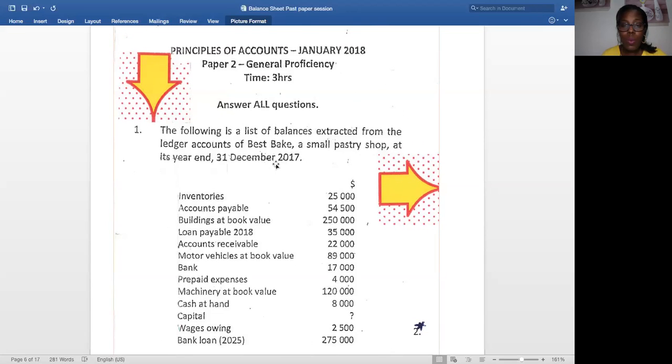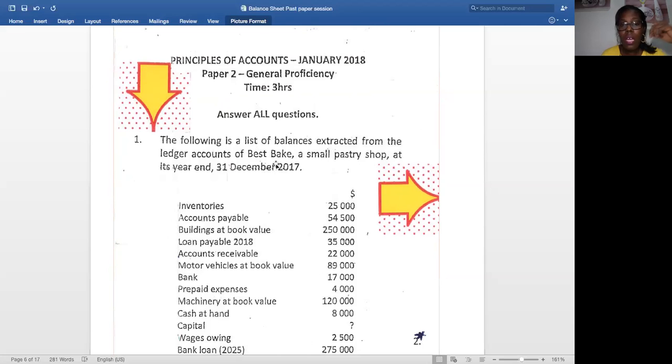One of the paper 2 questions that we will be doing today is what you're seeing on your screen, and this is January 2018.